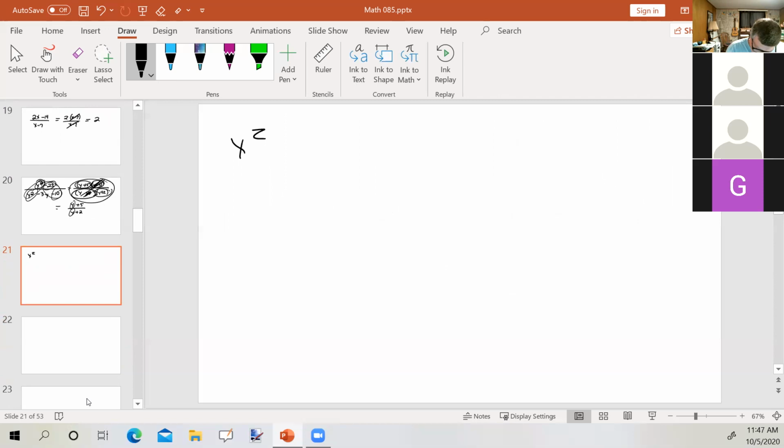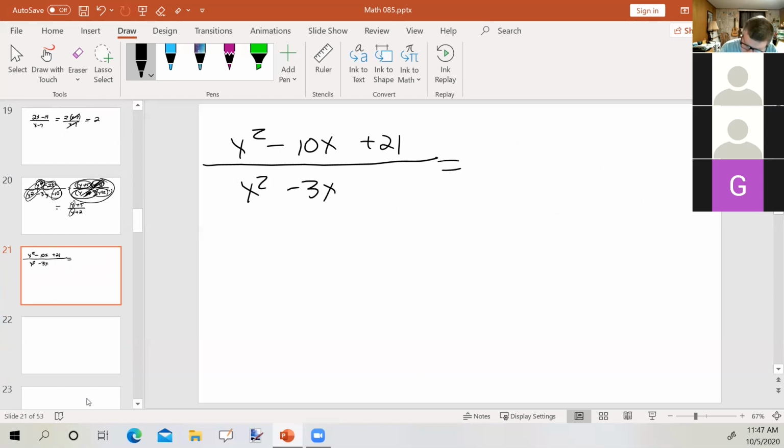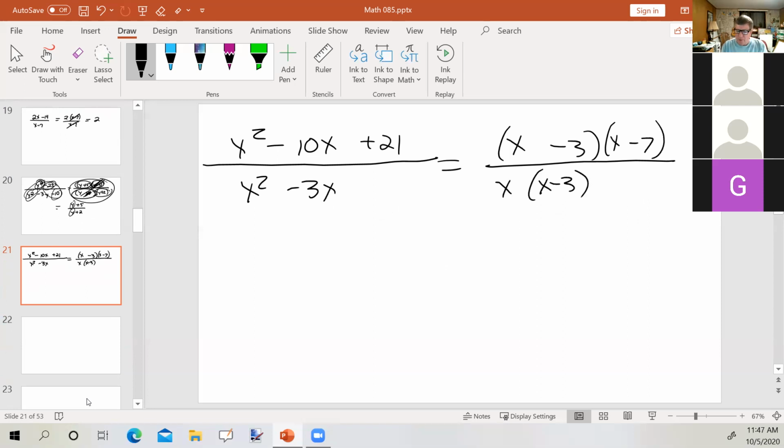X squared minus 10x plus 21 over x squared minus 3x. We're going to factor, factor, factor. Factoring the numerator, x minus 3 times x minus 7. Factoring the denominator, taking out the greatest common factor. So what's the common factor of the numerator and the denominator? X minus 3. So we're left with x minus 7 over x.